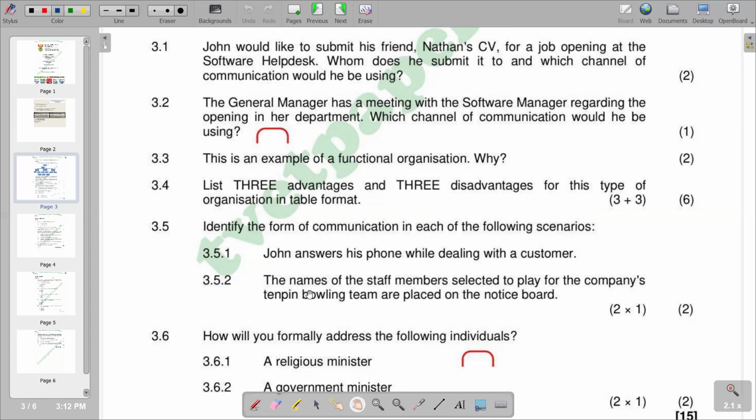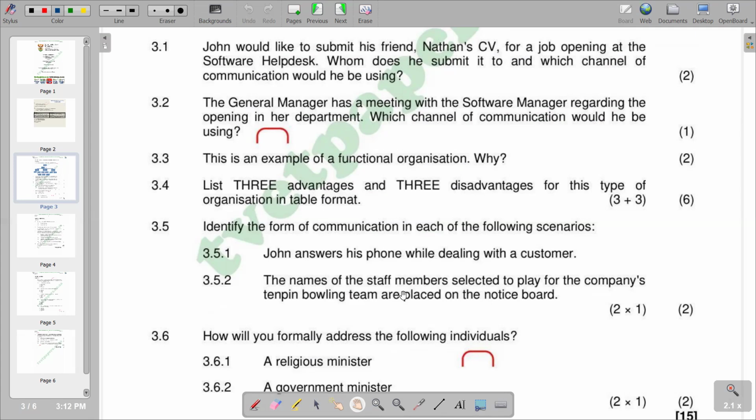And then 3.5.2, the names of the staff members selected to play for the company's 10-pin bowling team are placed on the notice board. So we are placing names and the communication is being done directly to the people with the names that are there. So there is direct communication that is in the form of written communication. So we are saying direct written communication.